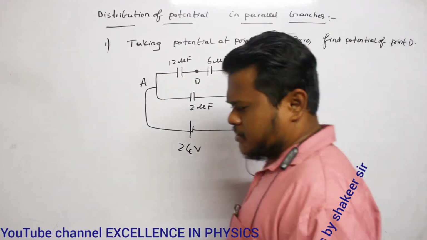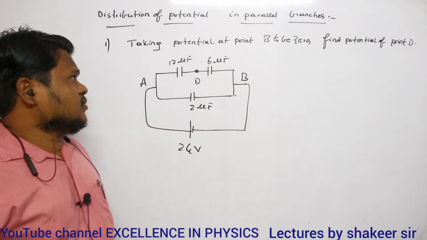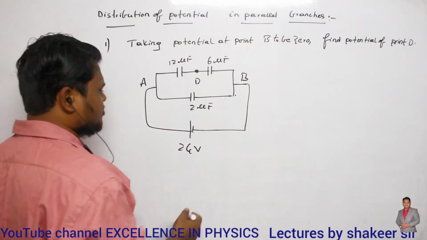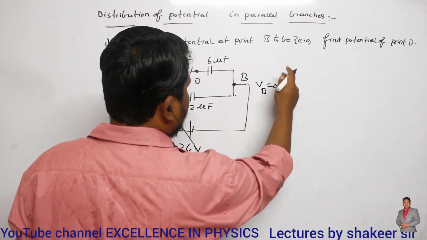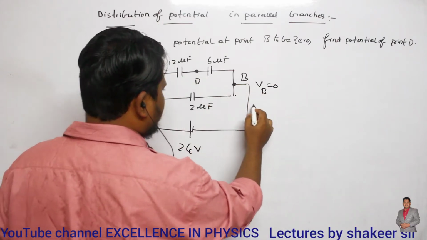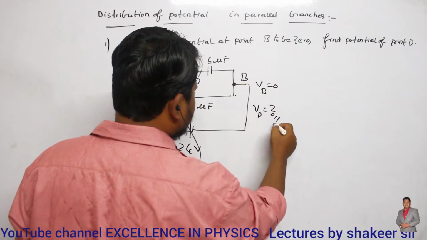So this is the given question. Taking potential at point B to be 0. Here I am assuming potential at point B to be 0. Find the potential at point D. So potential at point D we are supposed to calculate.